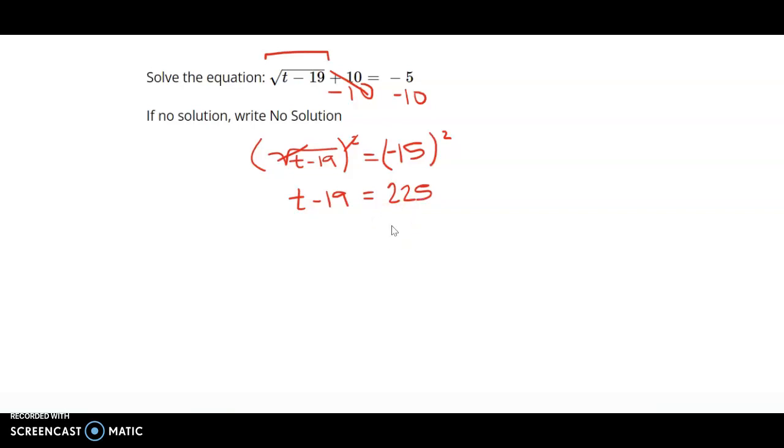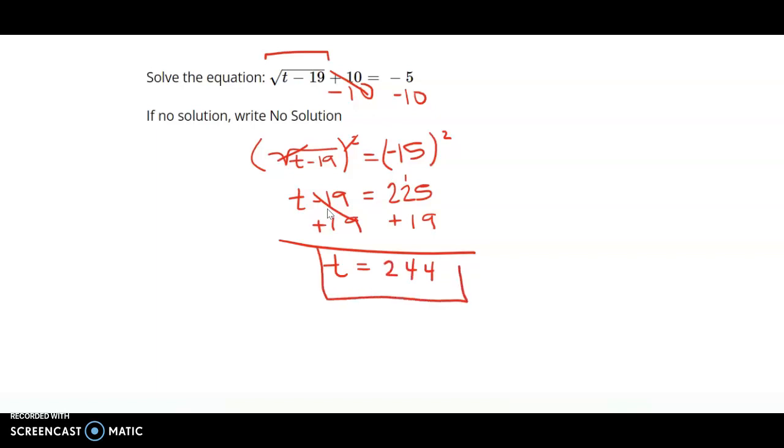Okay, so now we want to finish solving for t, so we're going to add the 19 to each side. Those 19s cancel. I end up with t equals, so 225 plus 19, we get 244. So t would equal 244.